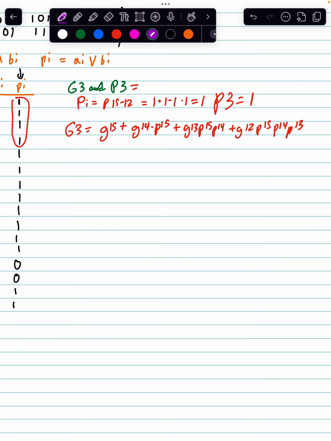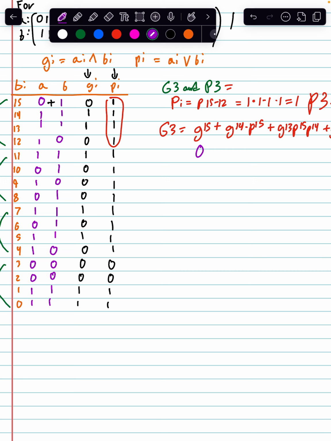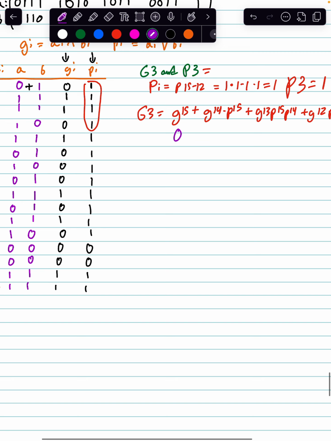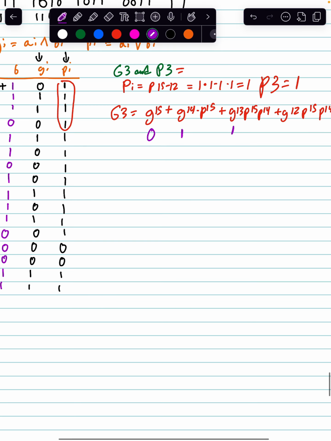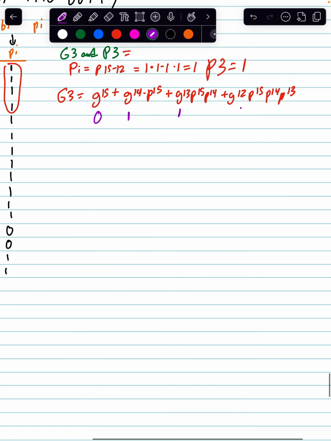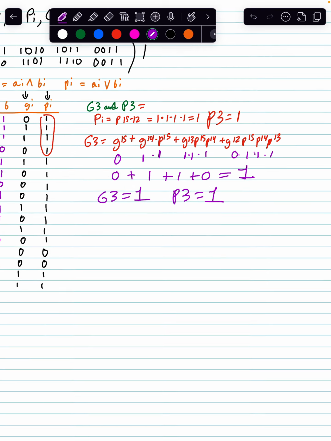And you know from this that G15 was equal to 0, and here G14 is equal to 1, and G13 was equal to 1, and G12 was equal to 0. And you know all these P's are equal to 1. And so if you do the AND of these together, you get that 0 or 1 or 1 or 0, and that's equal to 1. Therefore, G3 here is equal to 1, and P3, as we found before, is equal to 1. And that's how you find these.